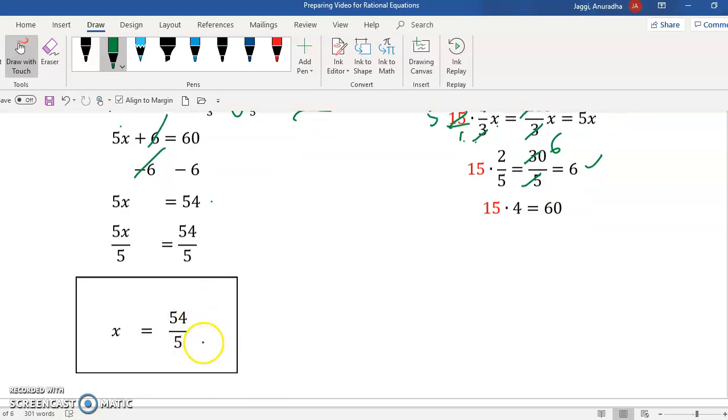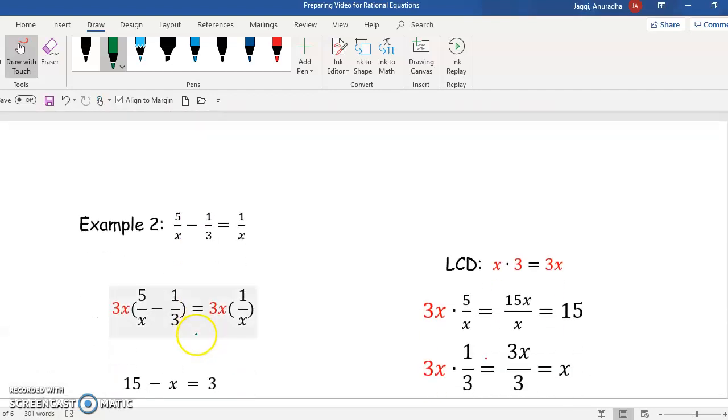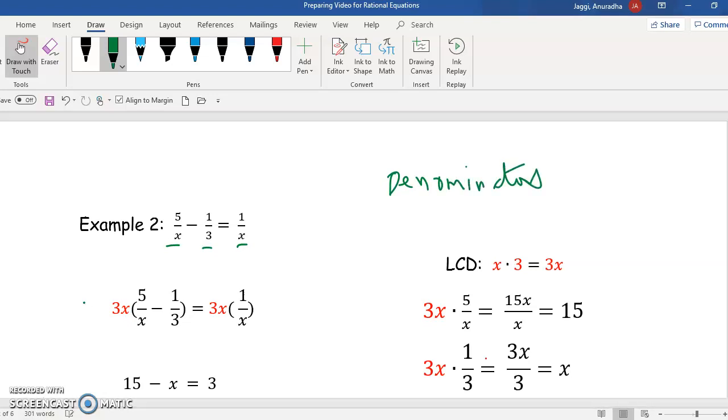Okay, let's take up another example. Example number 2. So let's go step by step. First step, identify the denominators. There are 3 denominators here, so I'm going to write the denominators. So they are x, and then they are 3, and then x.